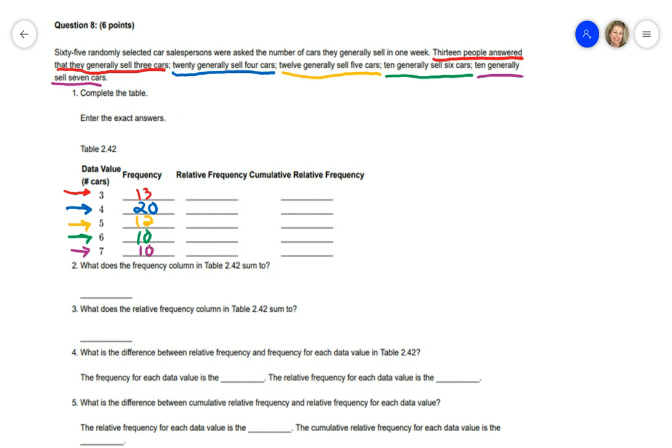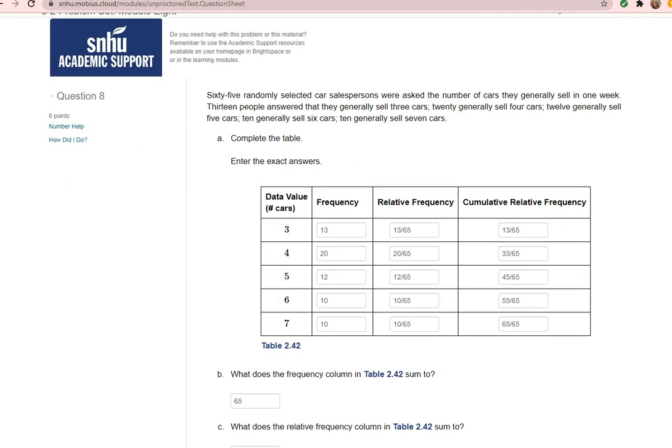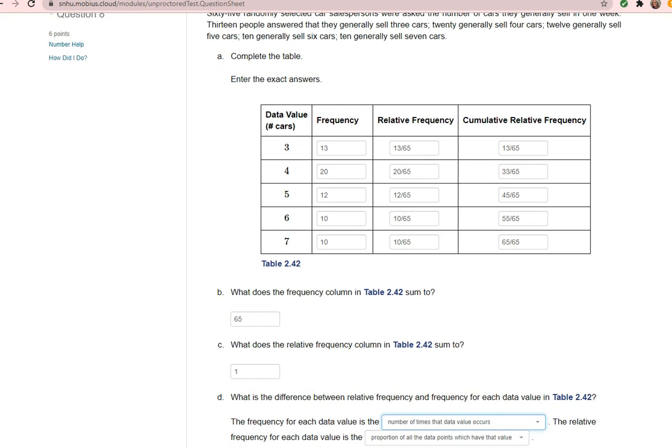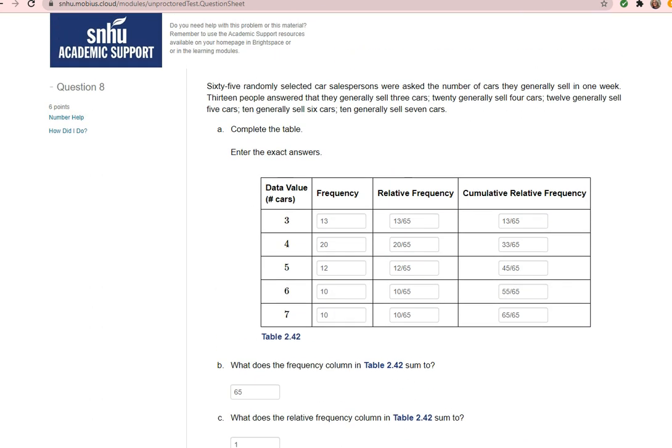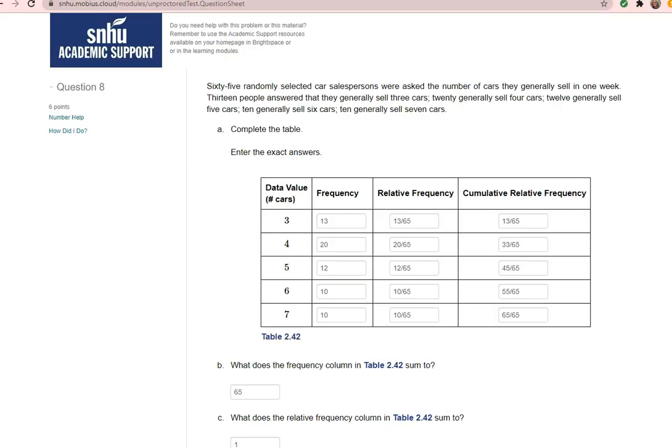Now, when you're doing relative frequency, I'm going to jump over to the problem in Mobius for me. You can see I put 13, 20, 12, 10, and 10. And then it says, what's the relative frequency? Well, there were a total of 65 randomly selected car salespersons. So for each one of these, if 13 of them said, hey, I sold 3 cars, that was 13 out of 65. And then it would be 20 out of 65, 12 out of 65, 10, and 10 out of 65. And I went ahead and put all those numbers in there so you can see them.